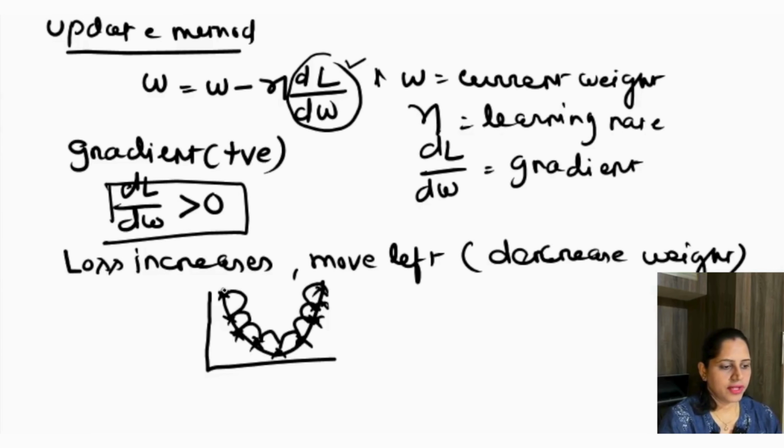So when the point moves, this is my left, right? This is my right. So when my loss increases, we need to move left. That means we need to move from the left side, not from the right side. We need to decrease the loss, not to increase the loss, right?